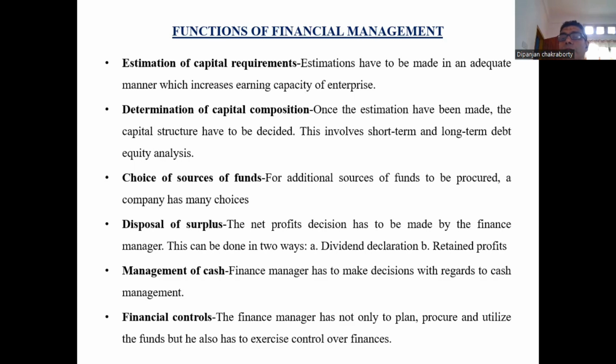Once the estimation has been made, once how much capital will be required is decided, then the finance manager has to decide the capital structure. What type of capital structure will there be in a firm? Capital structure may be composed of short-term and long-term debt and equity. I've already discussed in the previous slides that a balanced capital structure should be there, that is a combination of debt and equity.